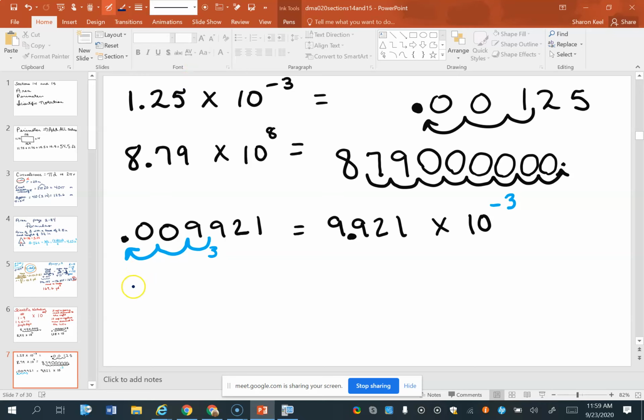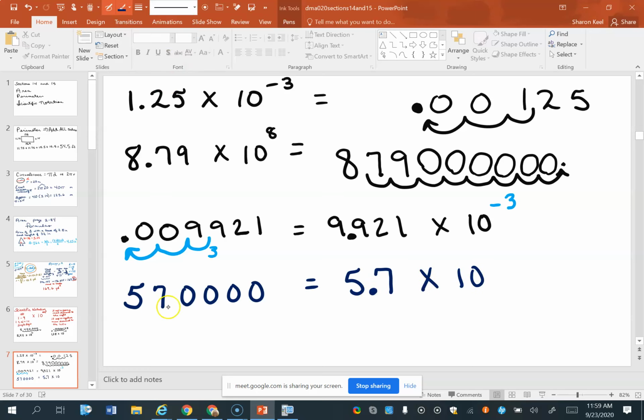If I were to have this next value, the decimal would go between the digits to make it single digit. And then I'm going to count how many places I would move my decimal. The understood decimal is on the far end. So I would move it 1, 2, 3, 4, 5 places. So that would give me a positive 5 for my exponent. And ladies and gentlemen, that is all that we have for scientific notation.